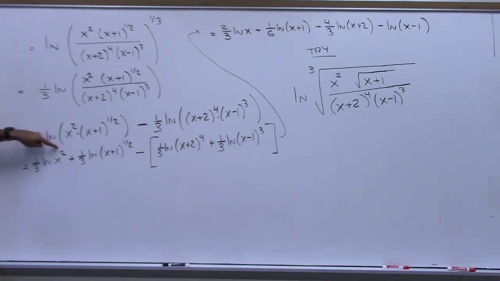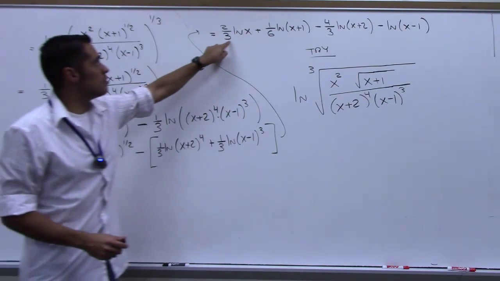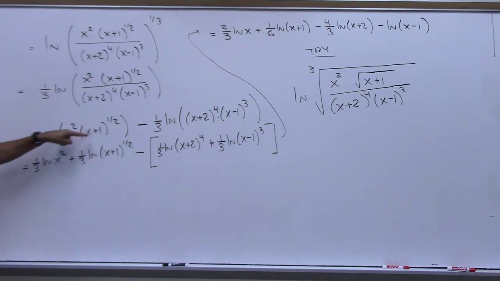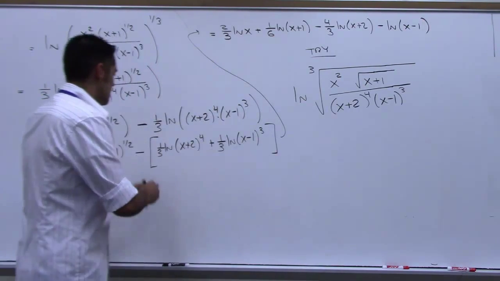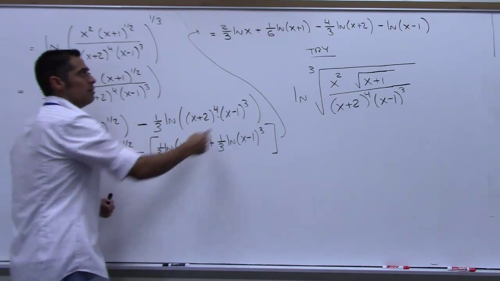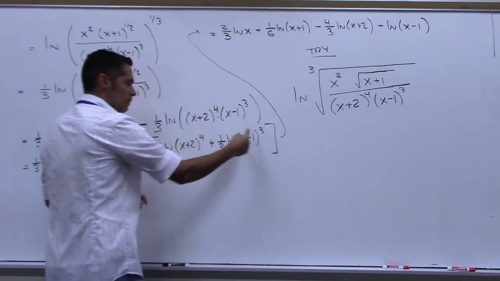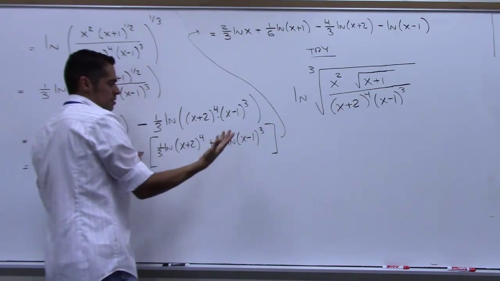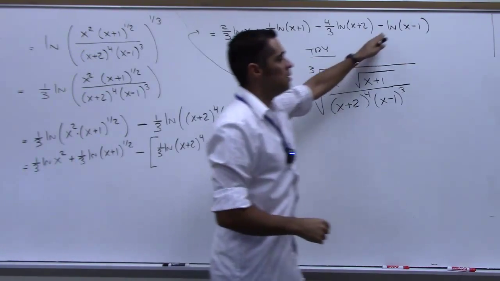And then the next step, I brought the 2 out front, which gave me 2/3 natural log x. I brought the 1/2 out front. 1/2 times 1/3 is 1/6. And then here, I brought the 4 out front, 4/3, and then I subtracted it. Then I brought the 3 out front. 1/3 times 3 is 1, so it's not there, and then I subtracted it.